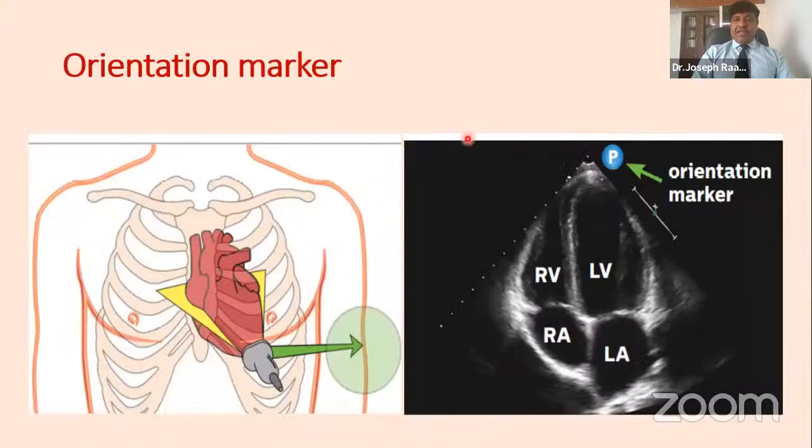Conventionally, this denotes the orientation marker. The orientation marker comes to the right upper quadrant of the frame of the screen. So conventionally, it will be like this. And if it is not there, you have to change it. Only then will the basic images not change.